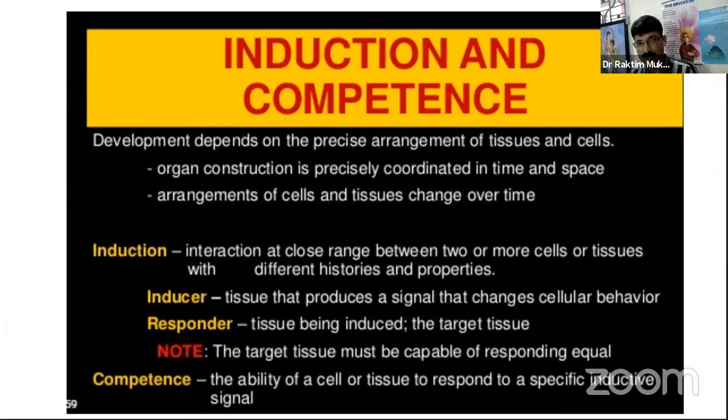Okay, so induction occurs at close range between two or more cells. For induction, we have an inducer, the tissue that produces a signal, and a responder, the tissue that is being induced or target tissue. Finally, competence is the ability of a cell or tissue to respond to a specific inductive signal.